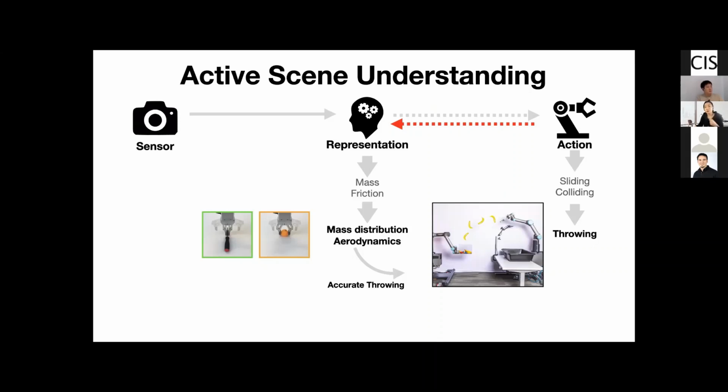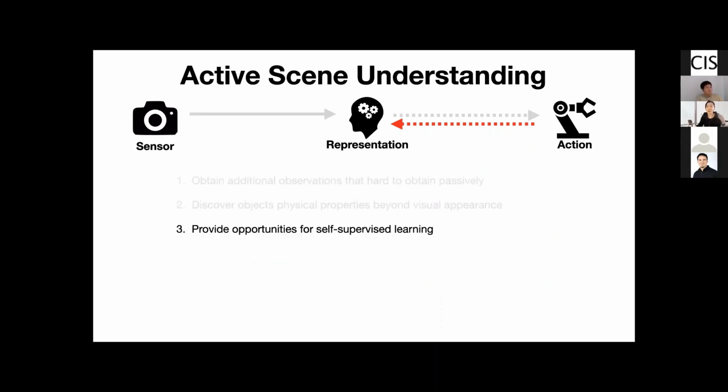So by learning how to throw different objects, TossingBot is able to acquire an object representation that encodes object properties, such as their mass distribution or aerodynamics, which are all the information necessary for the system to accurately throw different objects. And more importantly, the system is able to learn all this information without any explicit supervision. That leads us to the final advantage of active scene understanding, which is that it provides a new opportunity for self-supervised learning in robotics.